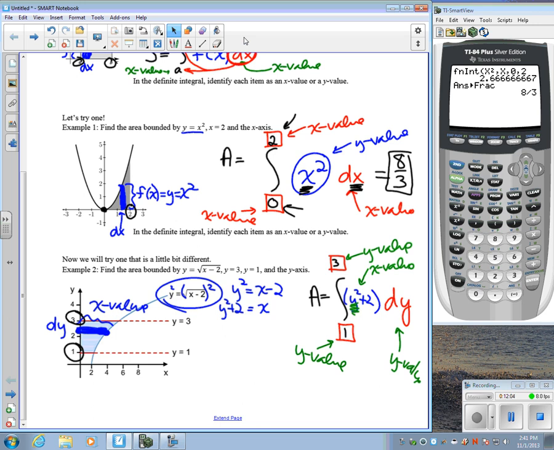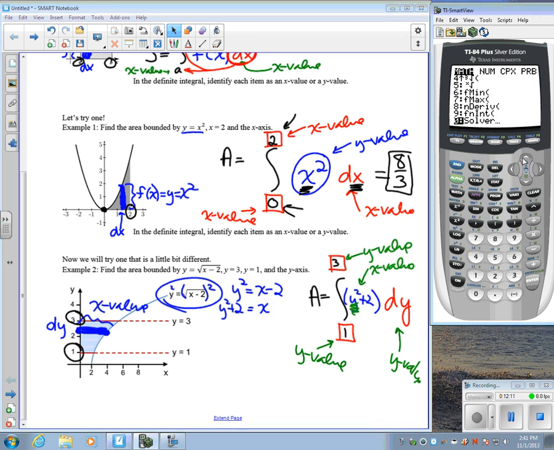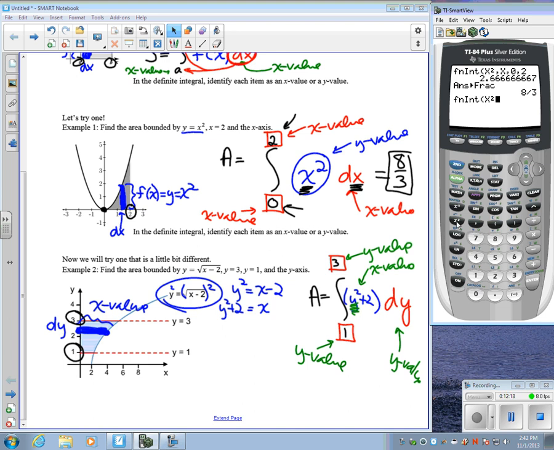So we're going to go ahead and find this area, and again we're going to use our calculator. So we're going to go to fnInt and put in our function. In this case I'm still going to use x's. So x squared plus 2, even though I'm really doing dy's, it's just easier to use the x's. You can do y's if you would like. You should get the same thing. And we get 12.6 repeating.